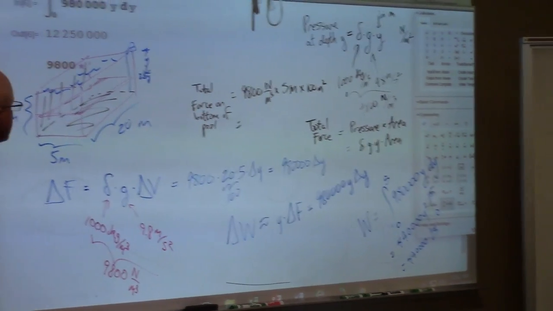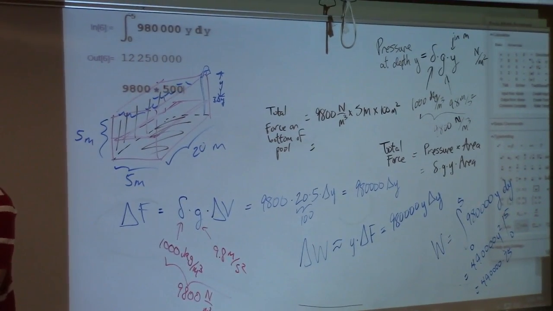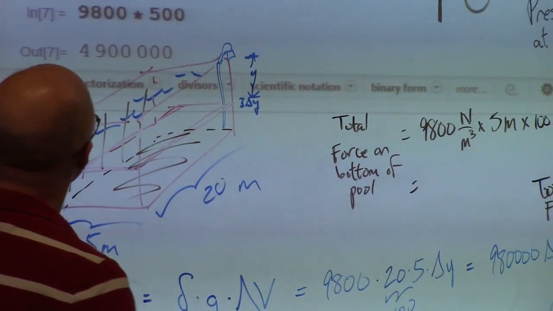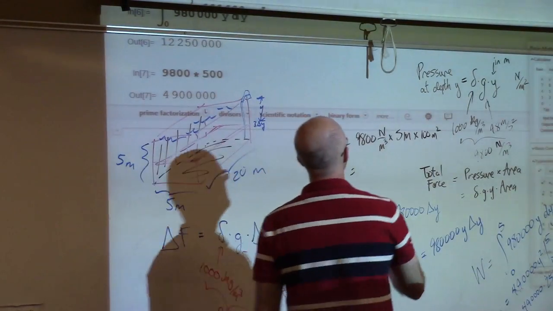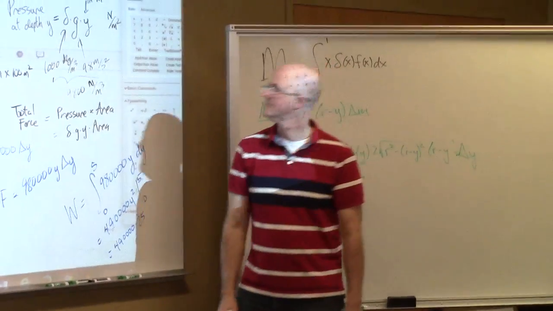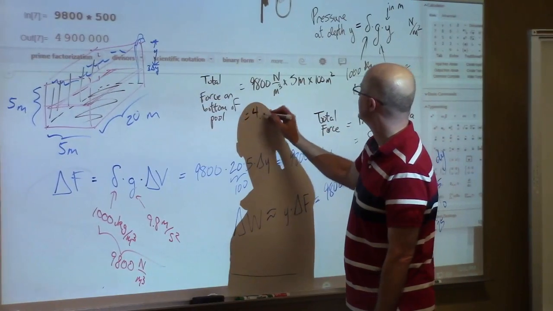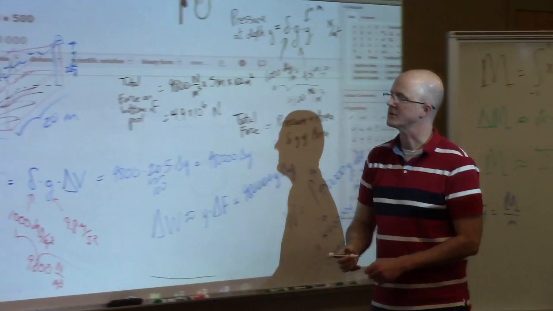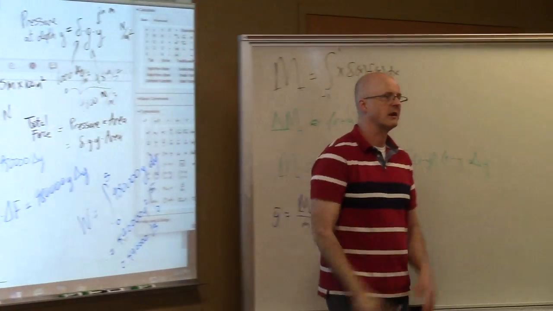9,800 times 500. 4.9 million newtons. The meters units will all cancel. 4.9 million, 4.9 times 10 to the 6th newtons is the total force of water on the bottom of the pool.